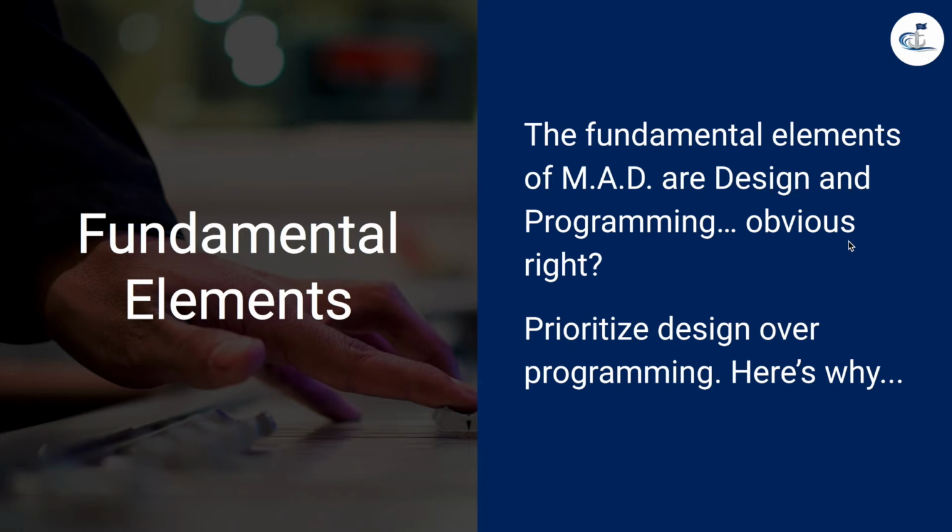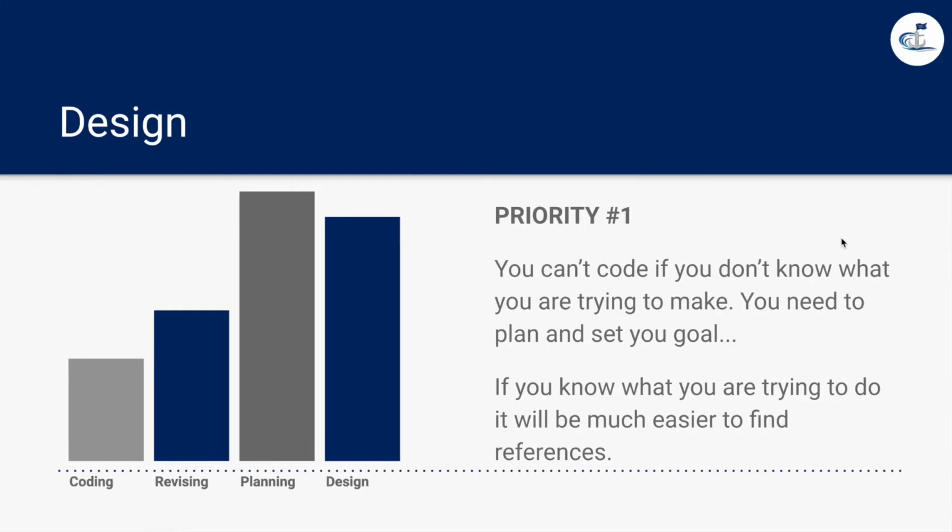Now, there are two fundamental elements to mobile app development as a whole: design and programming. Pretty obvious, right? But the thing is here, you need to prioritize design over programming, and here is why. Design should be priority number one, and the reason being you can't really code if you don't know what you're trying to make. You need to plan and set your goal.